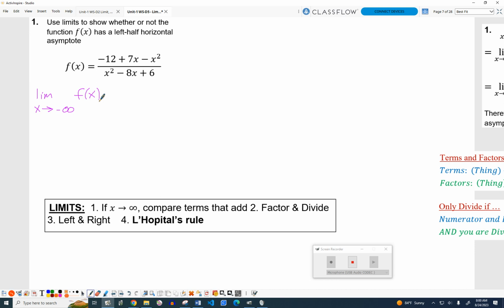That's how you begin. So they will not give you any hints about that. They're not going to give you any hint that that's what you're supposed to do. Like they won't say use limits. They'll just say, does this function have a horizontal asymptote? You have to remember, oh, that means I've got to go find the limit.